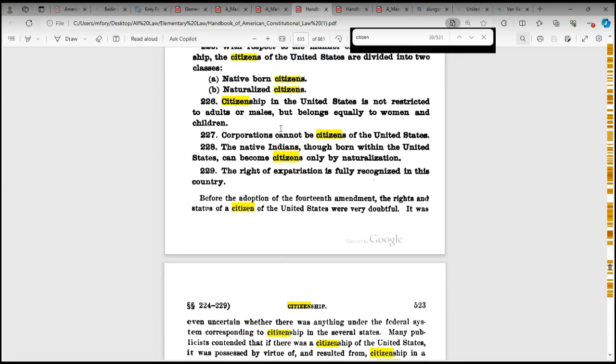Citizenship in the United States is not restricted to adults or males, but belongs equally to women and children. These are subnotes, these are bullet points. Corporations cannot be citizens of the United States, which is a given. And under the state citizenship, they don't have the same. They're not citizens afforded the privileges and immunities as state citizens either. The native Indians, though born within the United States, can become citizens only by naturalization. The right of expatriation is fully recognized in this country.